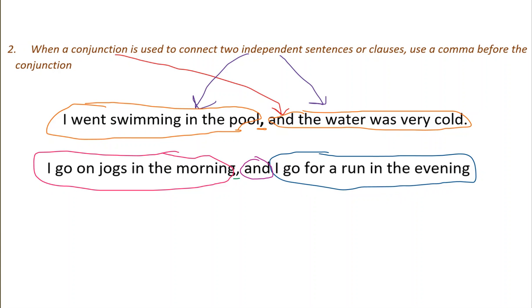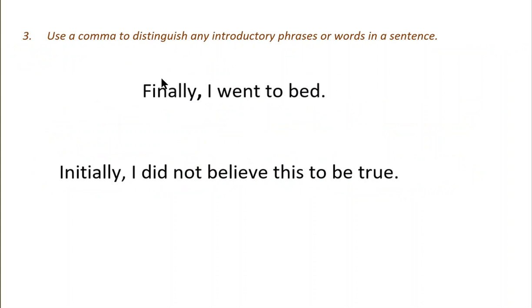Now, moving on. Now we have our third rule. Use a comma to distinguish any introductory phrases or words in a sentence. So when you want to establish a setting for a sentence, you usually have a sort of introductory word, like finally, firstly, after a long day. All these words, they set a setting for your sentence so that it gives context to the reader.